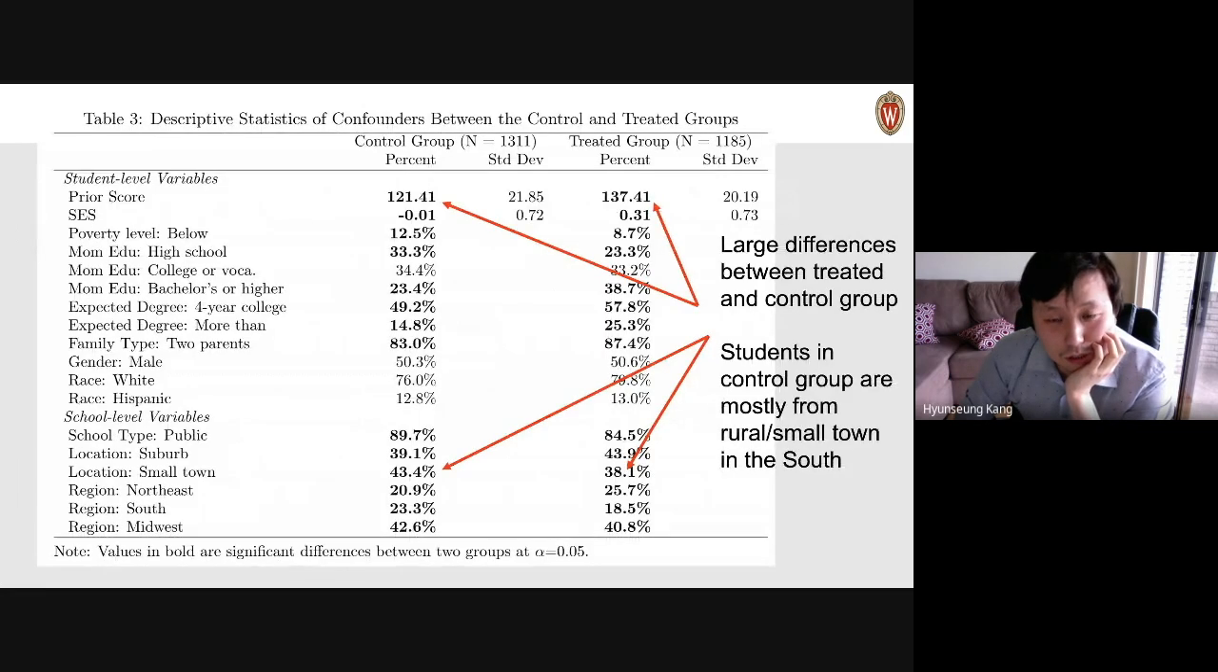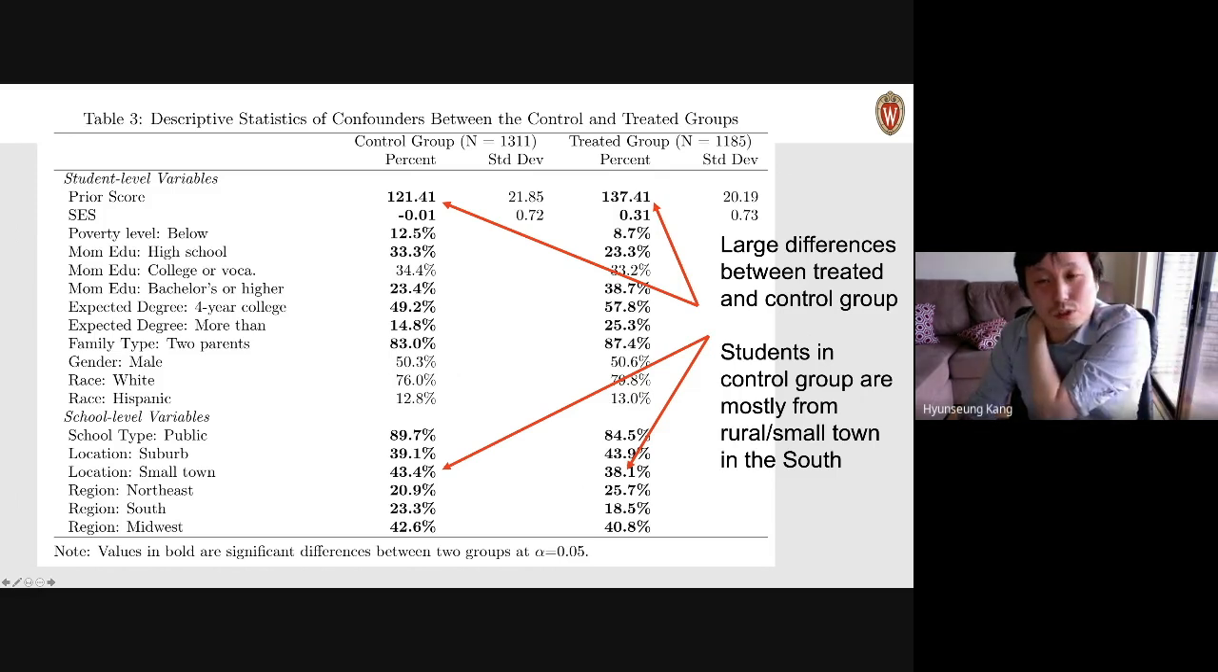And this is just your usual differences between the treatment and control groups without any adjustments. If you just look at the descriptive statistics, the control group are students who did not take algebra or high-level math courses. The treated group are the students who took the algebra high-level math courses. You notice that students in the control group are mostly from the rural areas and small towns in the South, and students in the treated group, those taking the algebra courses, tend to be from city areas outside of the South as well.